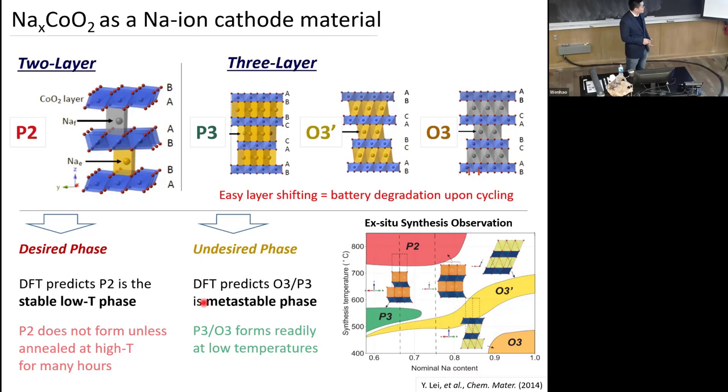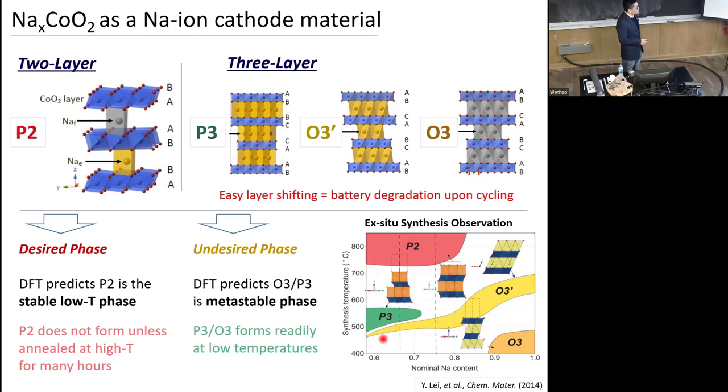And instead, P3 and O3, which are metastable phases you would expect to be high temperature phases, form very readily at low temperature. And the problem is that if you're trying to make P2, guess what? You're going to have to grow through this temperature regime. You're going to have a little bit of impurities in your system, and that's very unpleasant, okay? So, you know, we try to do this experiment.